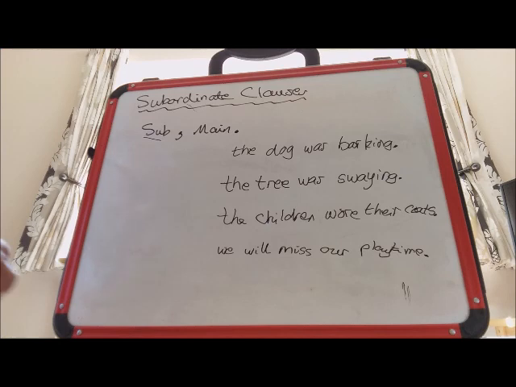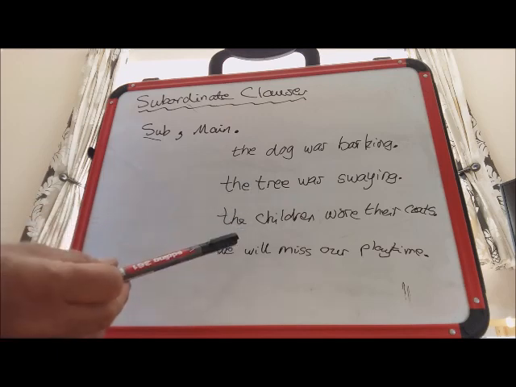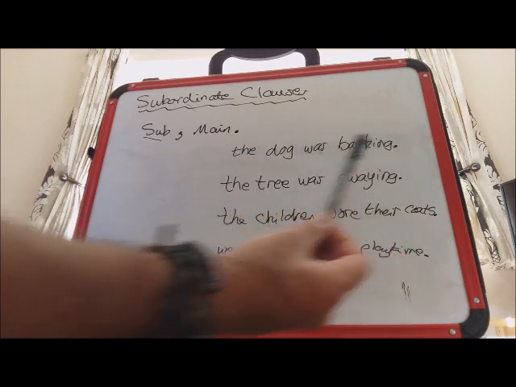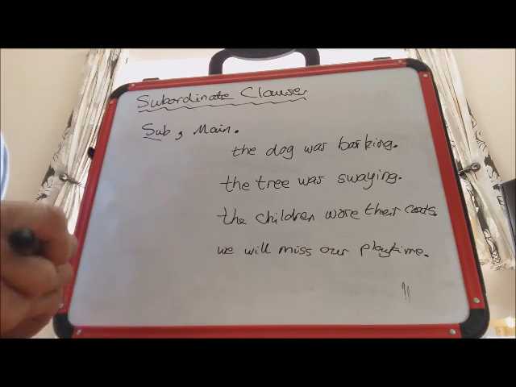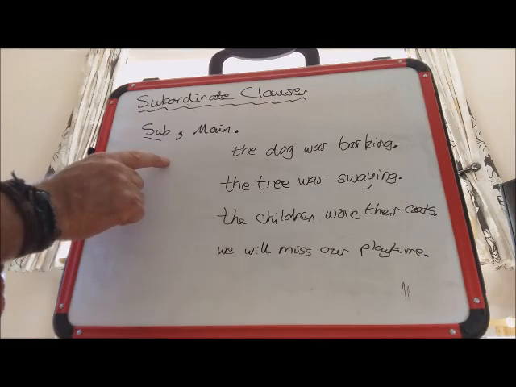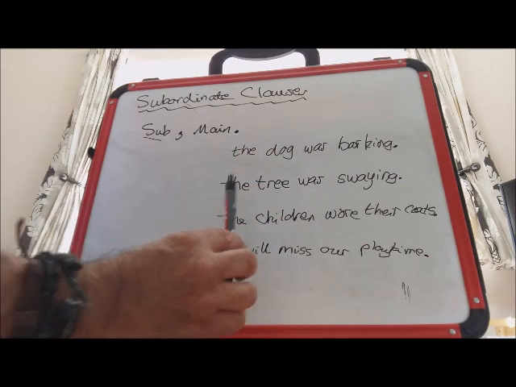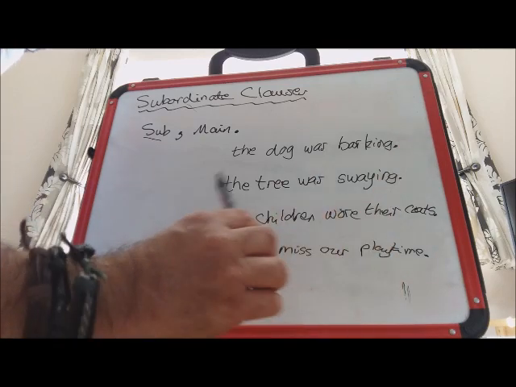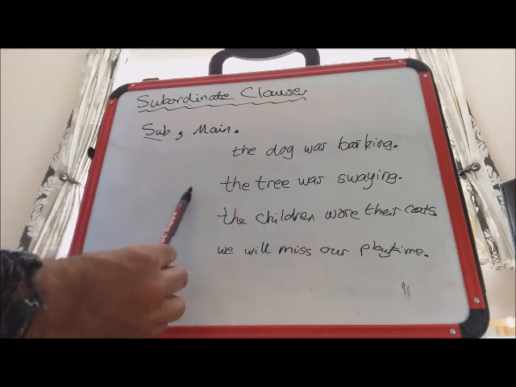Okay, so here we go again. I've got 4 examples here, 4 main clauses. Remember, the main clause is now at the end of the sentence. So example number 1, the dog was barking. Why was the dog barking? I'll leave you to think about that for a moment. But whatever the reason, you've got to put the reason at the beginning of the sentence and then finish it off with the dog was barking. Number 2, the tree was swaying. Well, what makes a tree sway? Sway just means move gently backwards and forwards. So why was the tree swaying?